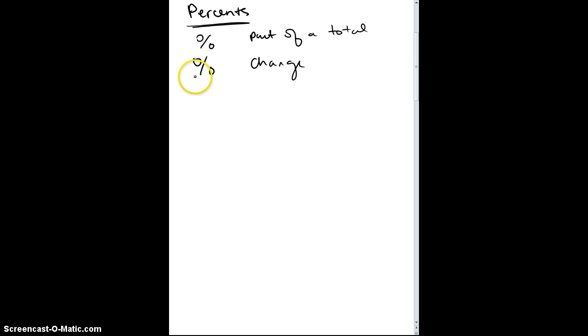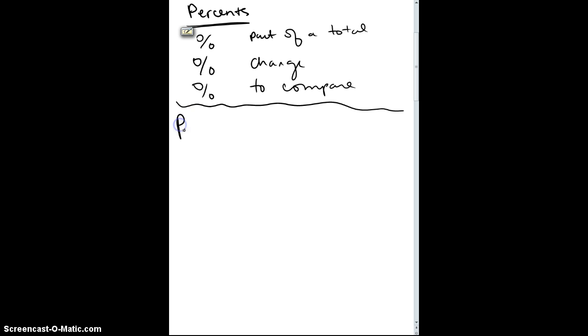And then the other one is we could do a percent to compare. So they have 120% of what I have. So I'm comparing someone else to me, and it's a comparison type thing. So all of those percents will have problem types, and we'll look at those in a little bit.